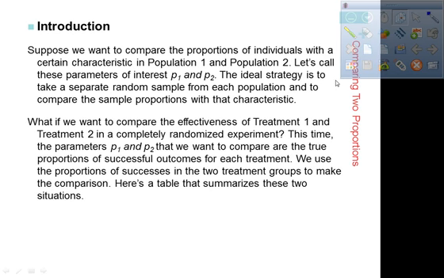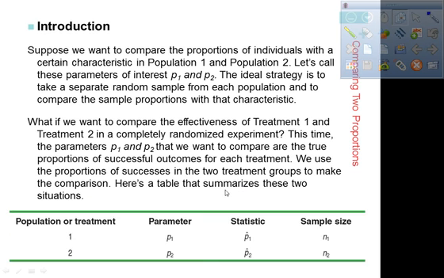If we want to compare the effectiveness of treatment 1 and treatment 2 in a completely randomized experiment, this time the parameters P1 and P2 that we want to compare are the true proportions of successful outcomes for each treatment. We use the proportions of successes in the two treatment groups to make the comparison. Here's a table that summarizes these two situations.